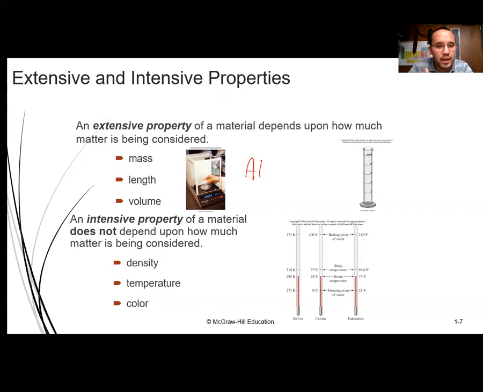So extensive ones depend on how much material is present. Intensive ones do not. So if it doesn't change whether you have twice as much of it, it's going to be an intensive property. If it does change, it's going to be an extensive one.